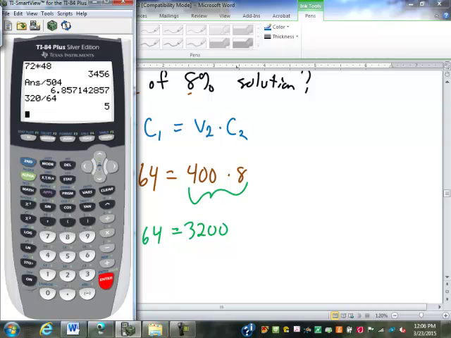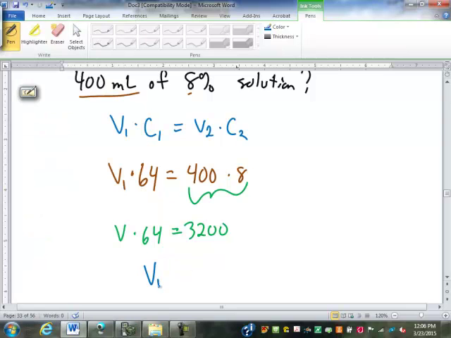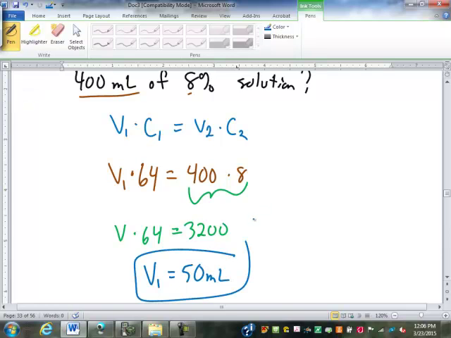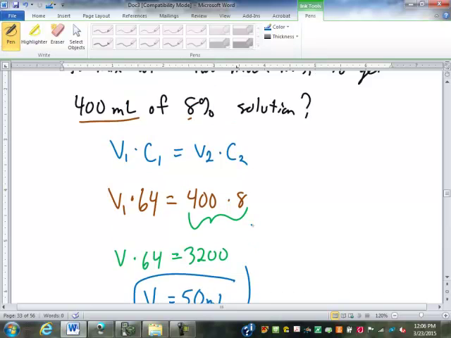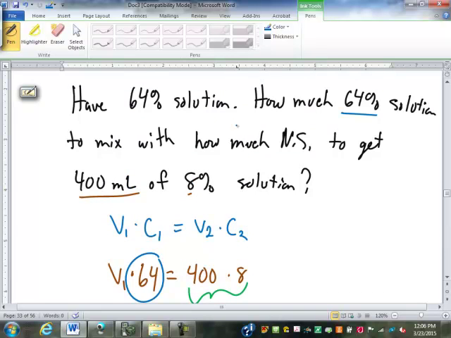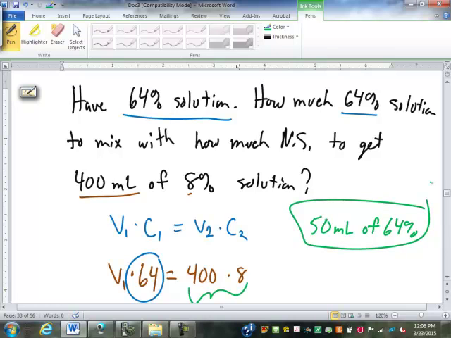Should give us 50. Oops, sorry, I left a 0. Should give us 50. So that V1 is 50 milliliters. Well, remember what that is asking. Of course, we got the milliliters off there because it was 400 milliliters. V1 was representing the 64% solution. So that is saying we need 50 milliliters of the 64%. But that's only half of our answer to this problem.